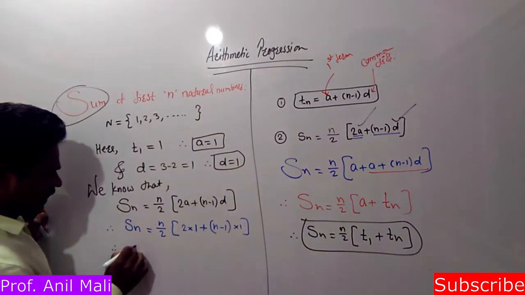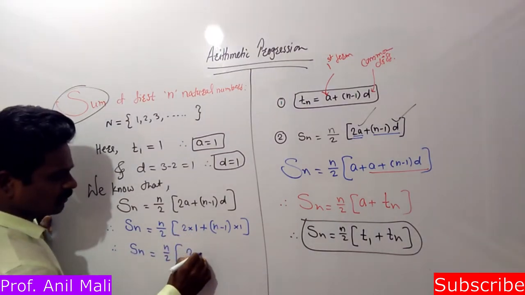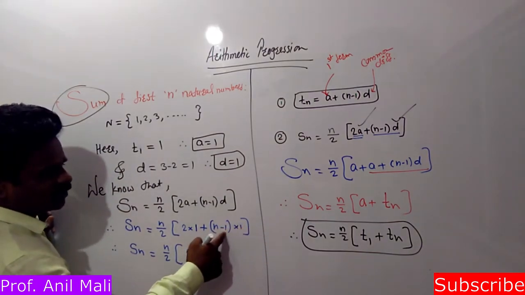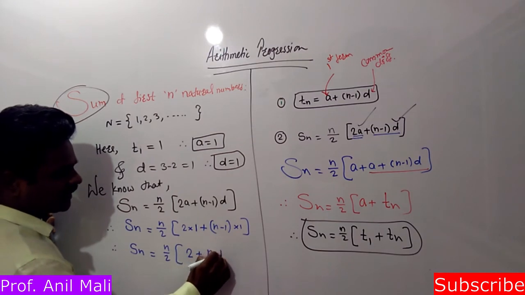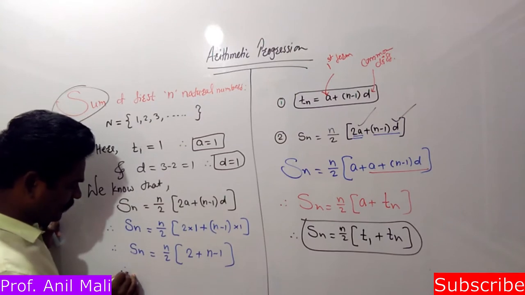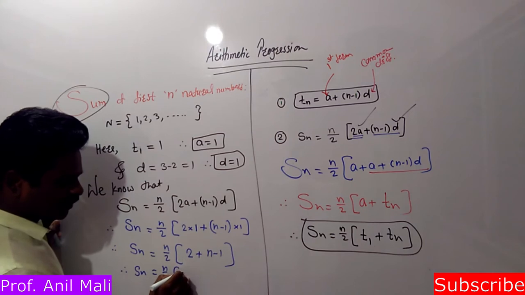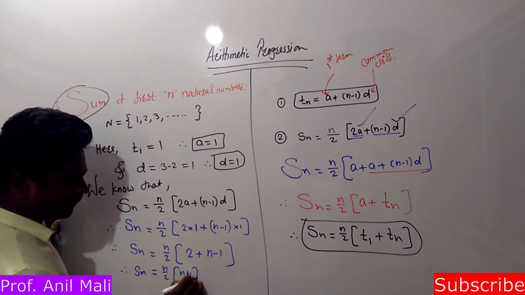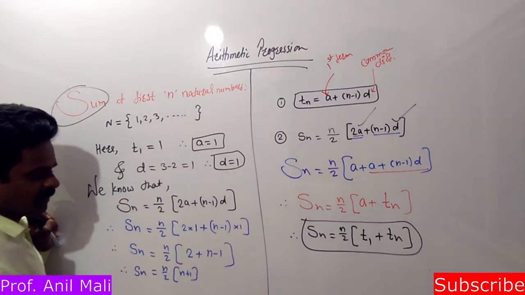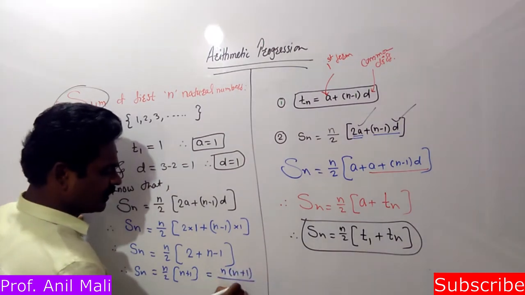Therefore we can write Sn is equal to n by 2 into the bracket 2 ones are 2, plus n minus 1 into 1. So n minus 1 into 1 is nothing but n minus 1 only. So 2 plus n minus 1 is n plus 1, because 2 minus 1 is 1 and n as it is. Therefore Sn is equal to n by 2 into n plus 1. So the same formula we write as n into n plus 1 divided by 2.